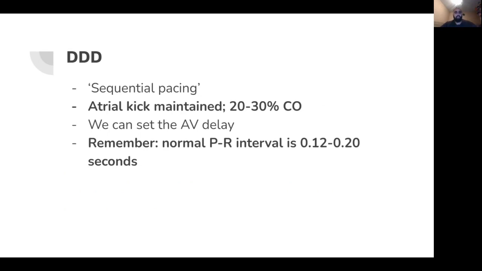Good. Now this brings me on to DDD mode. So we've talked about VVI, we've talked about AAI. They're a little bit straightforward. DDD is a little bit more, there's more to it. DDD is sequential pacing, and the reason it's useful is because you maintain the atrial kick. If we zoom out for a second, when we talk about bradycardia, when we talk about heart rate bradycardia, we're always talking about ventricular rate, right? The atrial rate is not as important.